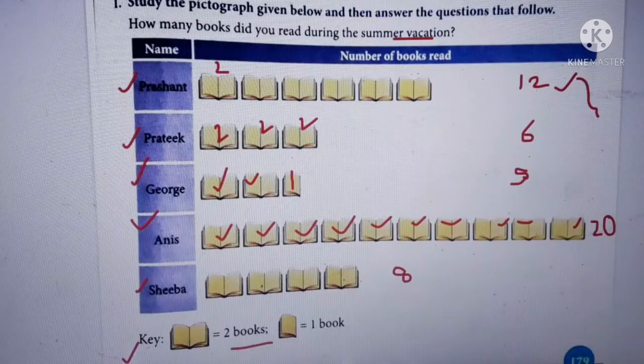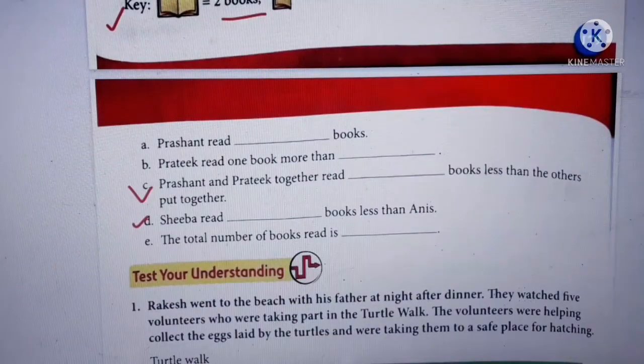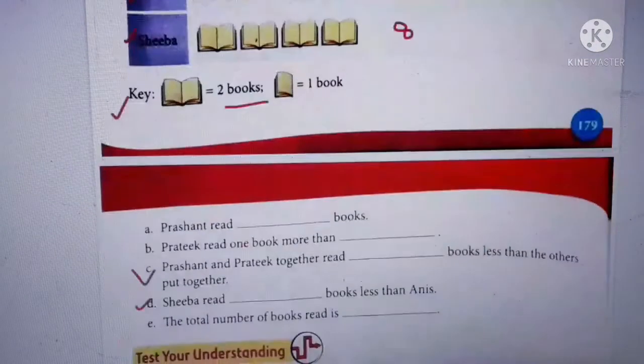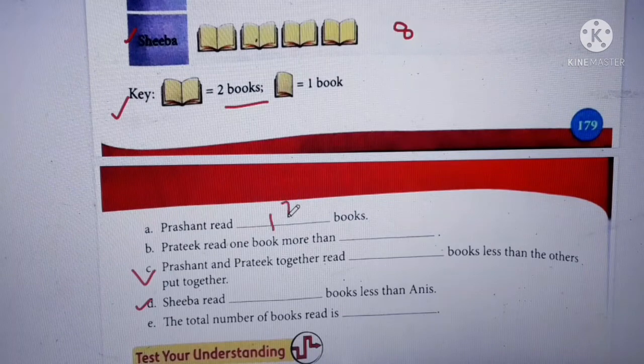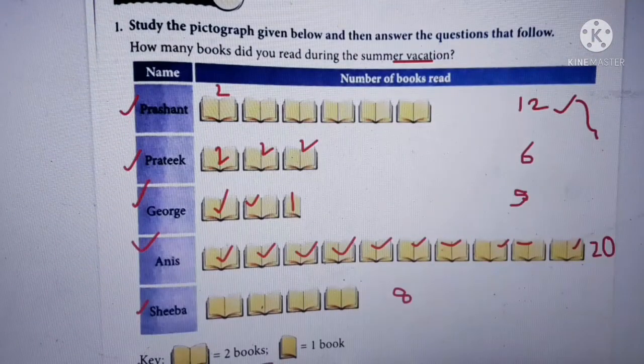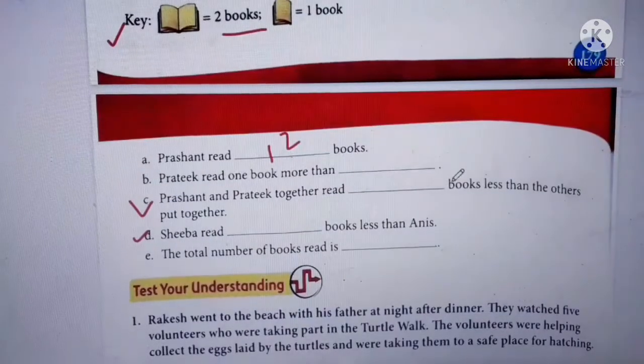So children, you have to read this table to answer the questions given below. So first we calculate and then we answer the questions. Prashant read dash books. How many books did Prashant read? 12 books. So you can write down there 12. Pratik read 1 book more than. He read 1 book more, but 1 book more than whom? Just see the next name, George. George read 5, whereas Pratik read 6. So he is one more than George. So you can write the name here, George.